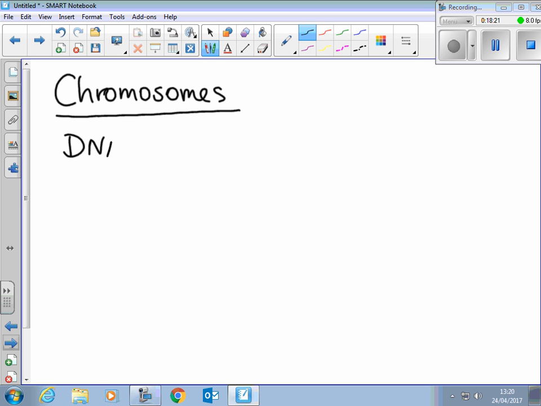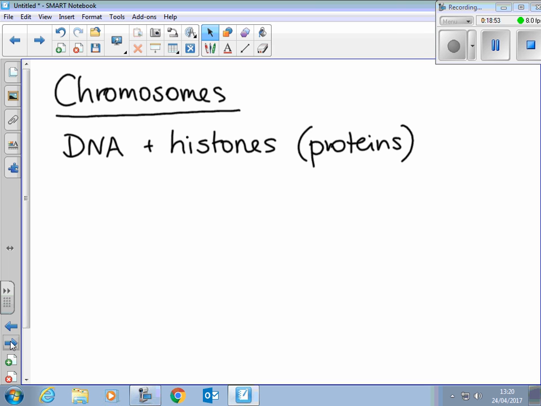All right, what we have is DNA plus histones. Histones are proteins, and they come as little spheres, well, groups of 8, and the DNA is wrapped around them. I'm not sure if we've actually got a diagram of that anywhere. Somewhere we might have.